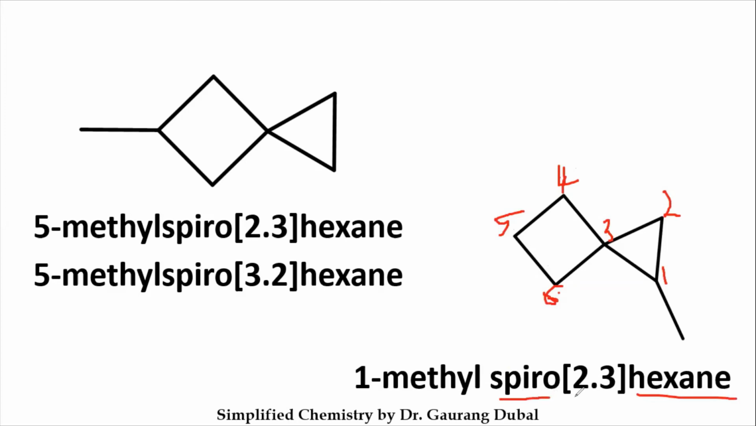Spiro word I must use. The lower side is 2. Higher side is 3. You can calculate 1, 2 and 3. So there are 3 carbon excluding the Spiro center. So I wrote 3 over here. And one position possesses methyl. So the correct nomenclature is 1-methyl spiro 2.3 hexane.